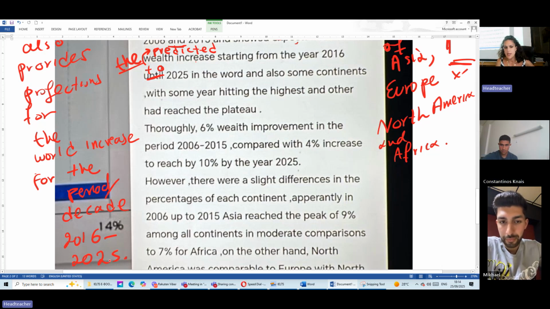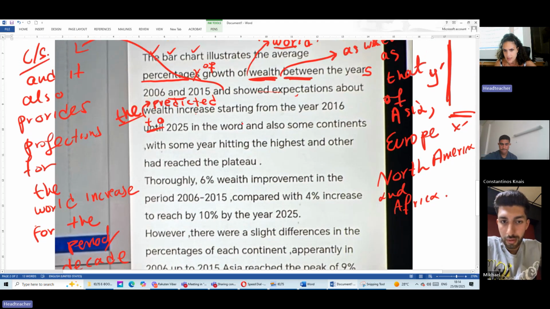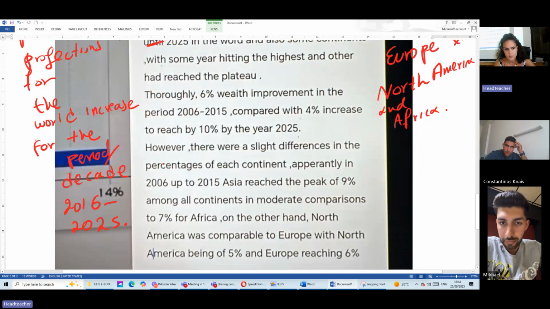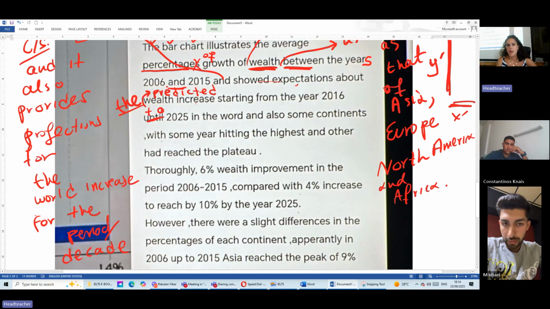It's good to have variety. Because Michael said earlier between and, I'm not going to repeat between and. I'm going to use that version. Try to have variety. Don't use the same expressions over and over again. Okay. So the predicted wealth increase starting from the year 2016 to 2025.